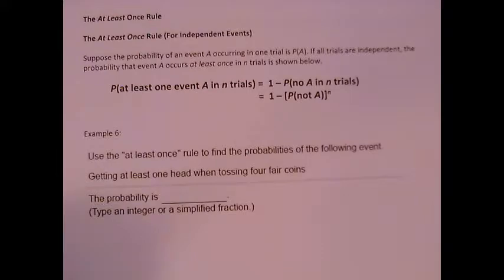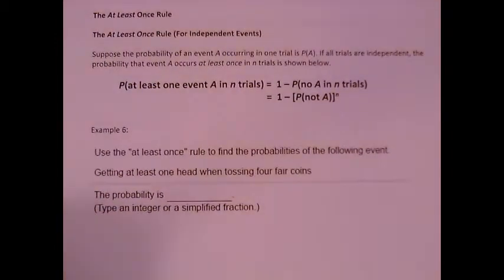Alright. Now next we'll look at the at least once rule. Okay. I think that's the last thing we'll cover in this video. The at least once rule for independent events. Suppose the probability of an event A occurring in one trial is P of A, as indicated here. And if all the trials are independent, the probability that event A occurs at least once in n trials, in n number of trials, that's going to be shown below here.